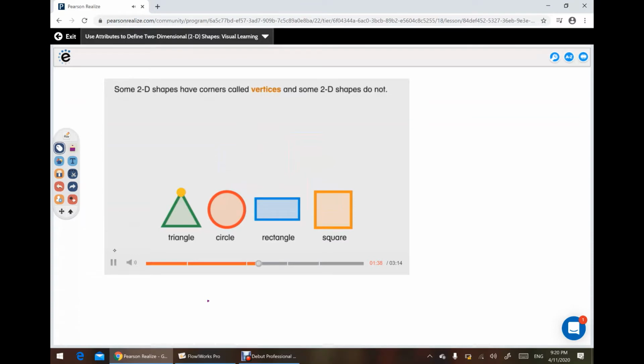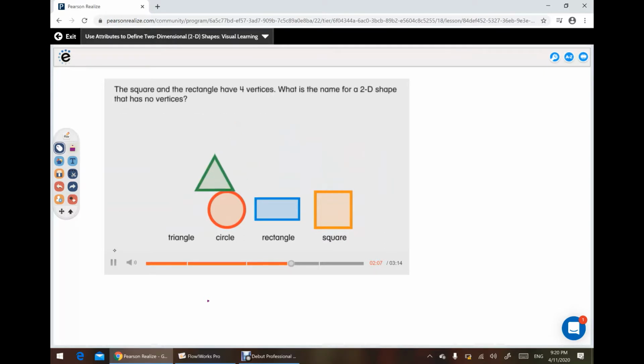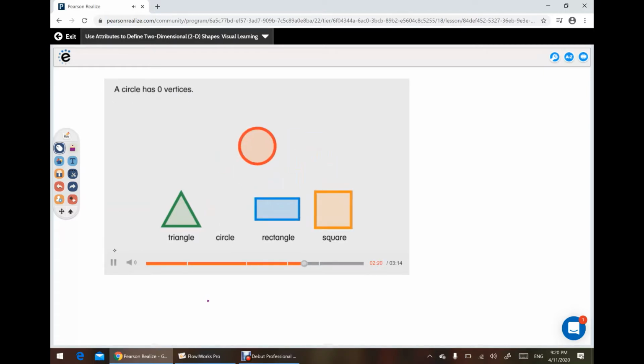Some 2D shapes have corners called vertices, and some 2D shapes do not. A corner of a 2D shape is called a vertex. When a shape has more than one vertex, they are called vertices. These are the vertices of the triangle. A triangle has 3 vertices. Which 2D shapes have 4 vertices? The square and the rectangle have 4 vertices. What is the name for a 2D shape that has no vertices? A circle has 0 vertices.